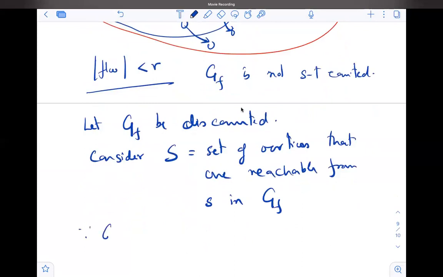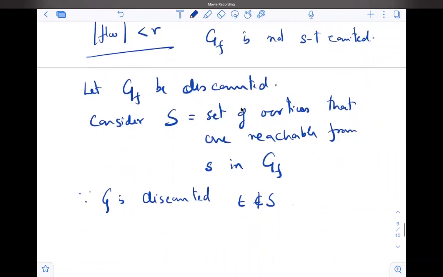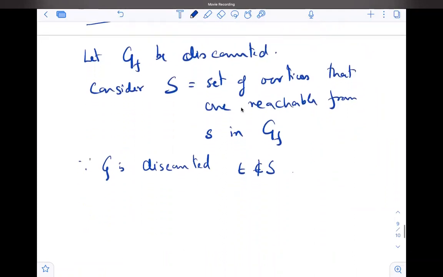Since GF is disconnected, what can we say? That T is not in the set S. Correct. Good. Now consider the set of all edges UV where U is in the set S and V is not.